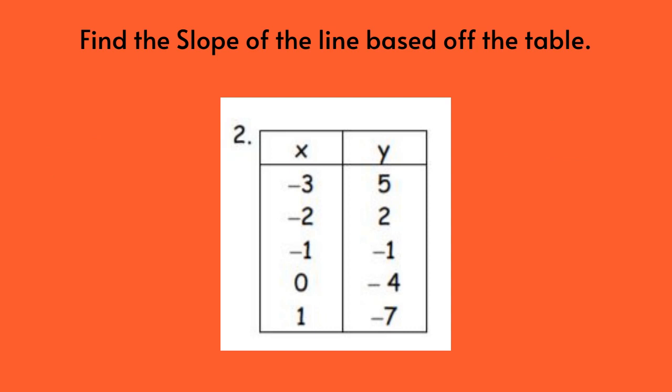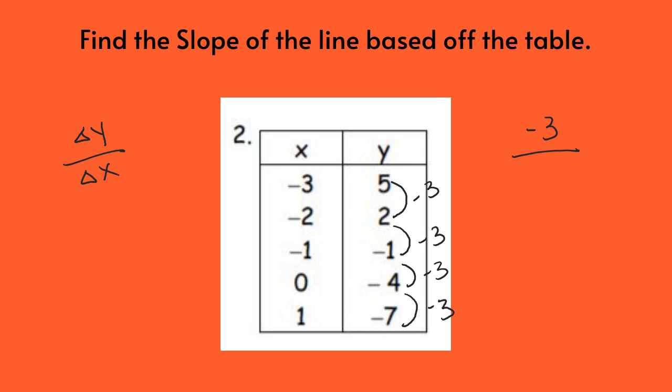In our next example, we're going to look at our change in Y over our change in X. So my Y coordinate, from 5 to 2, I subtract 3. From 2 to -1, I subtract 3. And from -1 to 4, same thing. And from 4 to -7, I subtract 3 every time. So my change in Y is going to be -3.